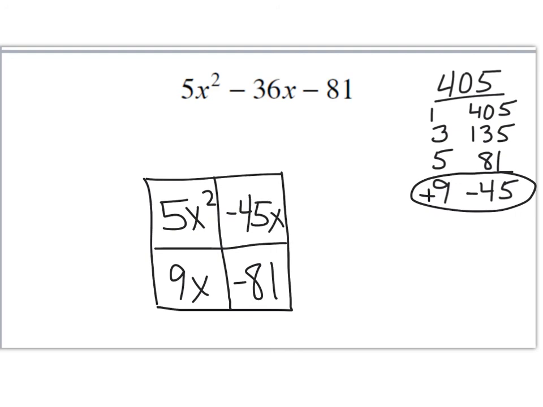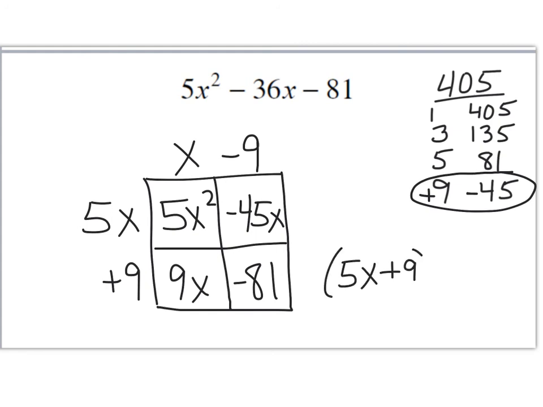All right, now I'm going to start factoring out on the left-hand side. I can pull 5x here. And then 5x times x would give me that 5x squared. 5x times negative 9 gives me the negative 45x. And then on the bottom row, x times 9 gives me 9x. And then I'm going to check myself. Does 9 times negative 9 give me a negative 81? Yes, it does. And so my answer is 5x plus 9 and x minus 9.